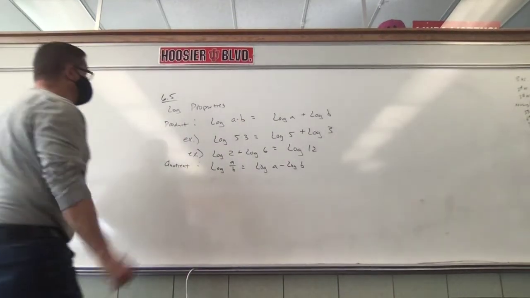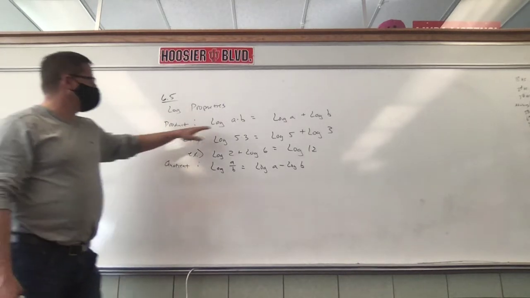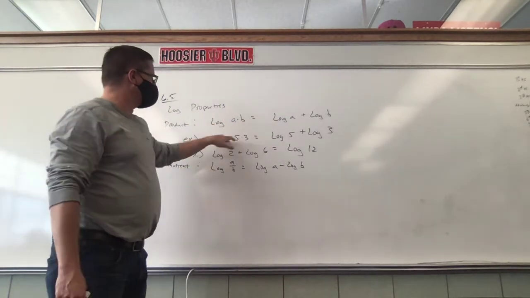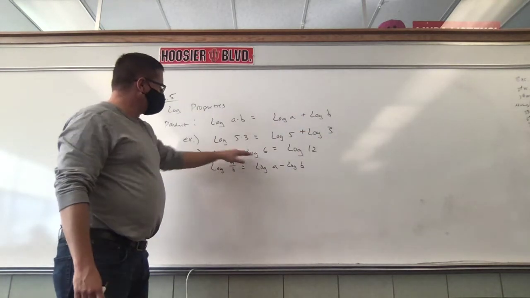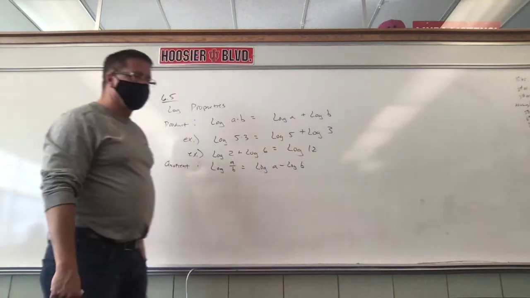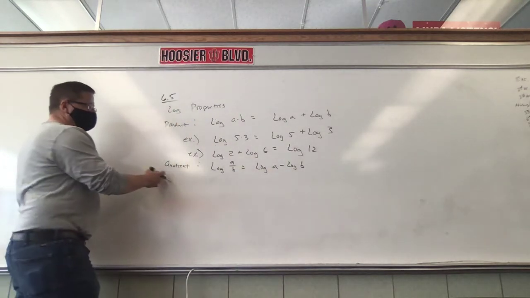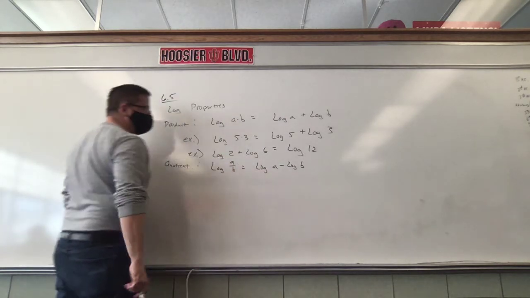So again, what we said here, I'm not sure where this thing kicked off at. I'm going to repeat myself a little bit here. When we times, we add, so the log of 5 times 3 is the same as the log of 5 plus the log of 3. Or working backwards, the log of 2 plus the log of 6, when we add, we times, you get log of 2 times 6, which is 12. The quotient rule, when you divide, you subtract. The log of A over B equals the log of A minus the log of B.